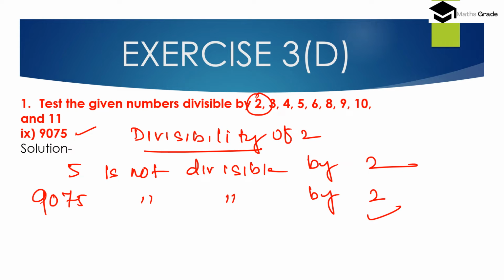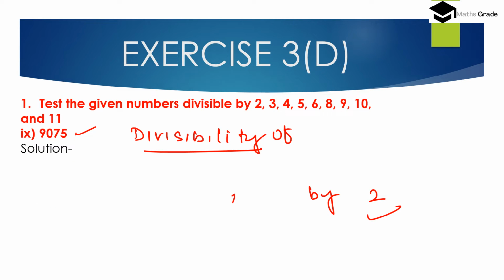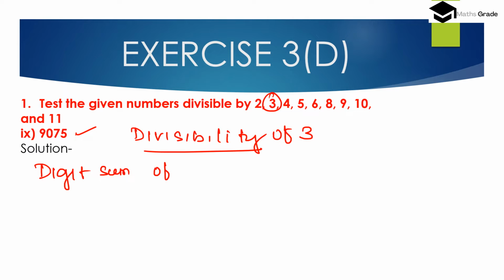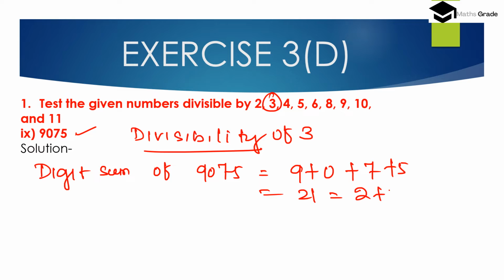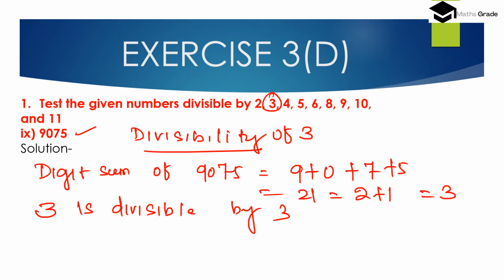Now we will check whether the number 9075 is divisible by 3 or not. We know any number is divisible by 3 if the digit sum of the number is divisible by 3. Here the digit sum of 9075 is 9 plus 0 plus 7 plus 5. 9 plus 0 is 9, 9 plus 7 is 16, 16 plus 5 is 21. And 21 is 2 plus 1, which is equal to 3. 3 is divisible by 3. So 9075 is divisible by 3.